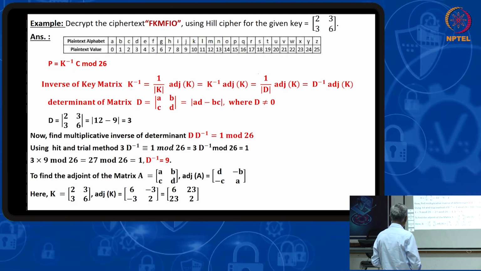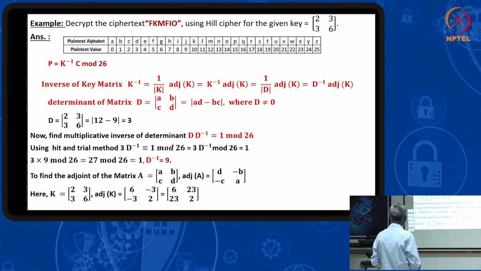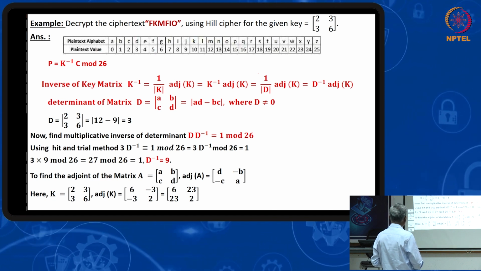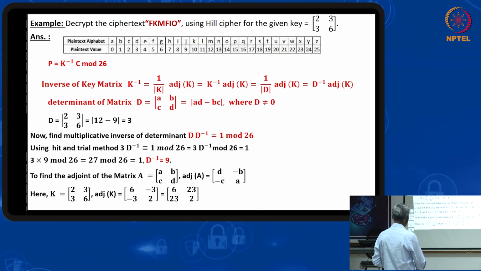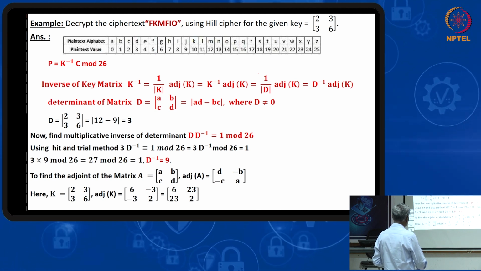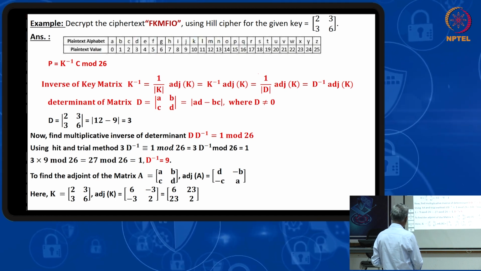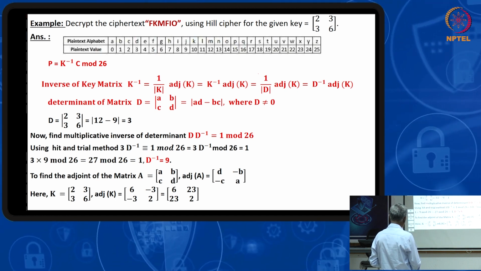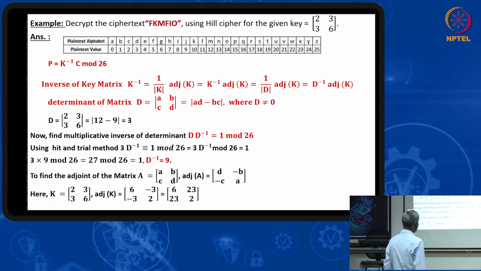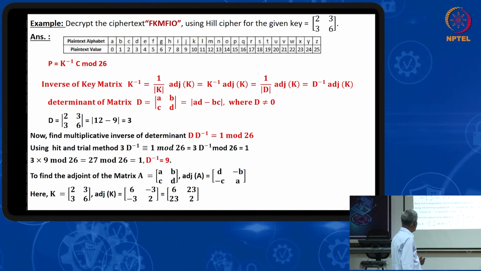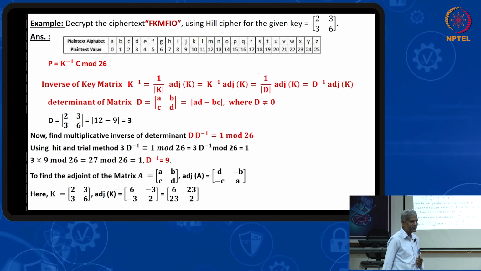Now in this, the determinant is 2, 3, 3, 6. You already know the key, you see this is the key. What is the key? First row is 2, 3. Second row is 3, 6. So D equals the determinant of 2, 3, 3, 6. If you expand the determinant, what are you getting? 12 minus 9 is 3.